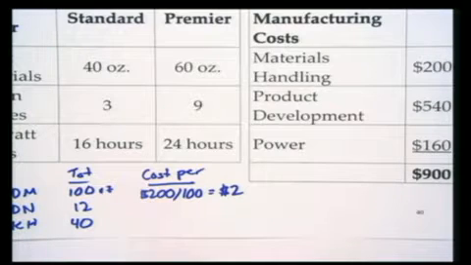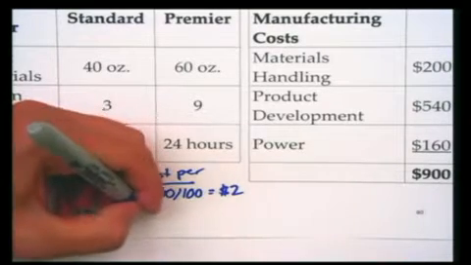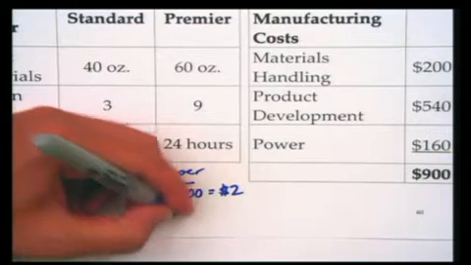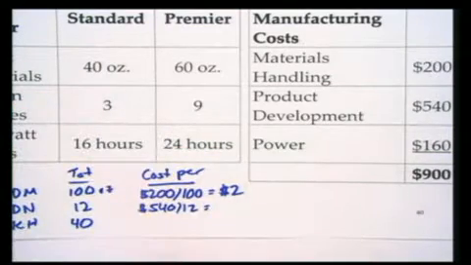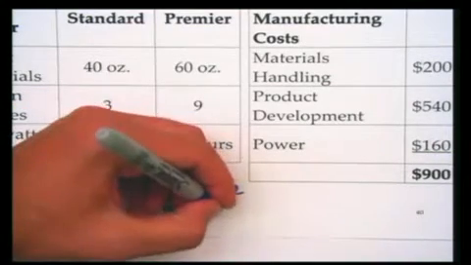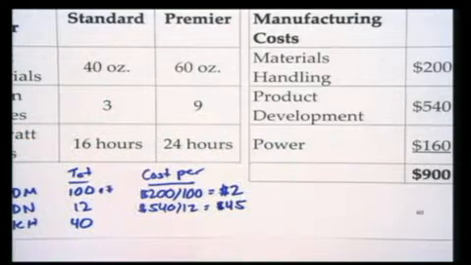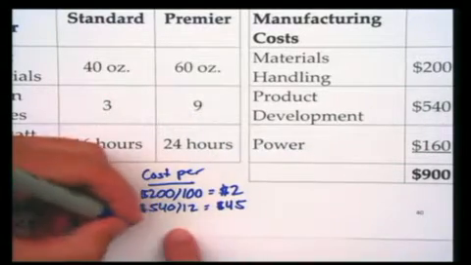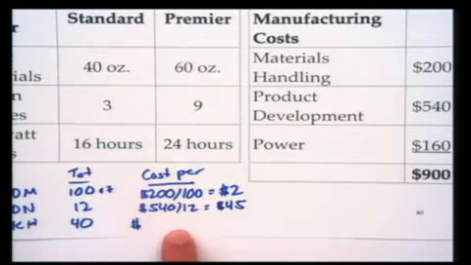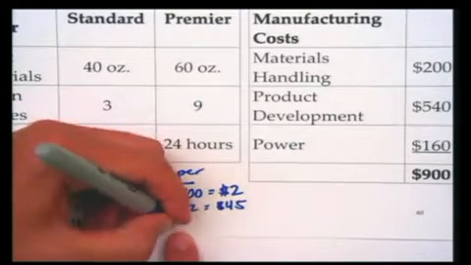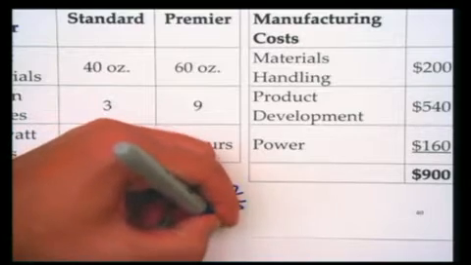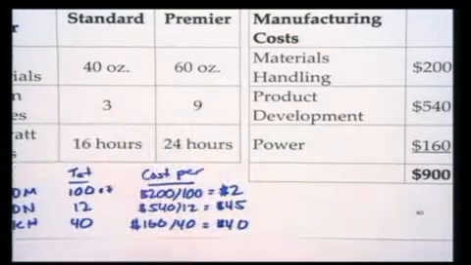Similarly, for design notices, we'd say what? Well, let's see. There were 540 was the cost. 540 divided by the 12. So 540 over 12 gives you $45 per design notice change. And lastly, we know it's going to be $160 over 40. So apparently it's $40 per kilowatt hour. And now that's good.